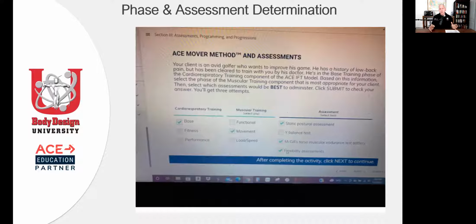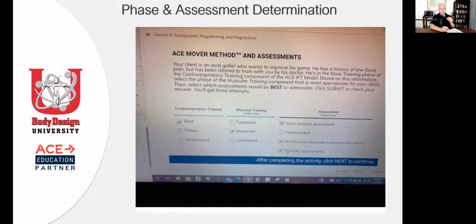So here's a classic example of one of their quizzes, obviously on the ACE website, the ACE Mover Method and assessments. Also, just so you know, I've pulled some of these pages that I want to reference you to, which I think is going to help pretty significantly. And I've done a study on this before where I talked about phase assessment.